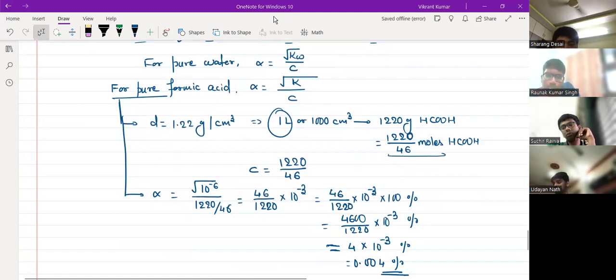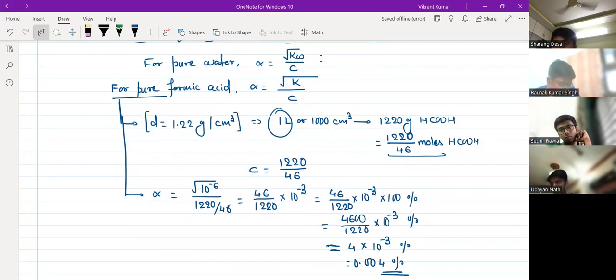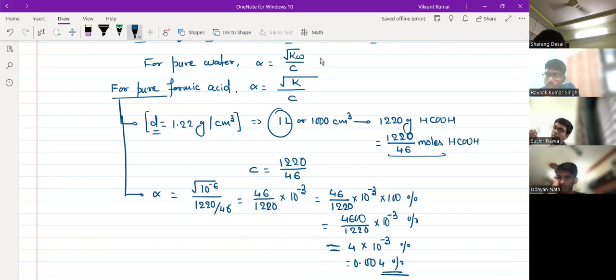Ishan, Udayan, Niranjan. The value of C you calculate by converting density, right? Like when the density of pure water was 1 gram per ml, we say that 1000 ml will have 1000 gram, and 1000 gram is 1000 by 18 moles, right? So 1 liter has these many moles, so this is the molarity, okay? Like that only, we are saying density is 1.22 gram per cm cube. That means 1000 cm cube, which is 1 liter, will have 1000 times of this, right? 1220 gram of HCOOH. Is it okay, Ishan?